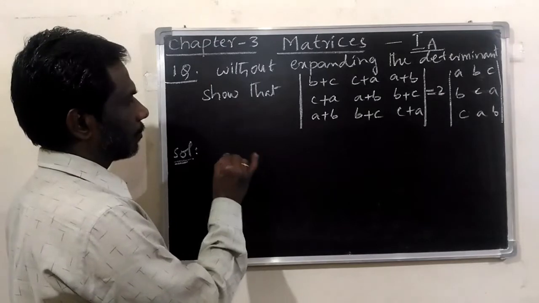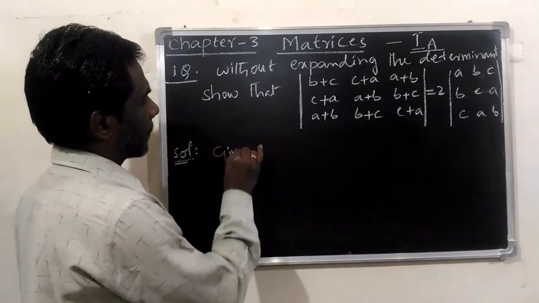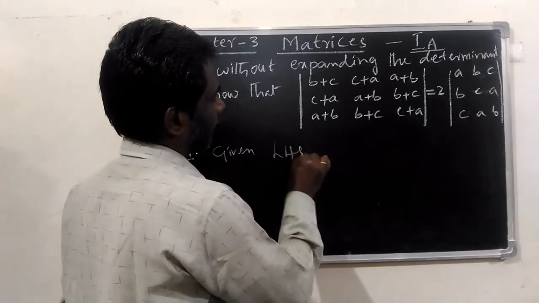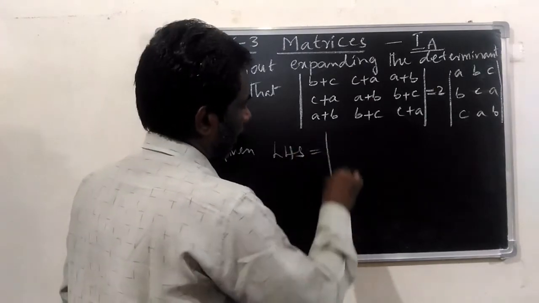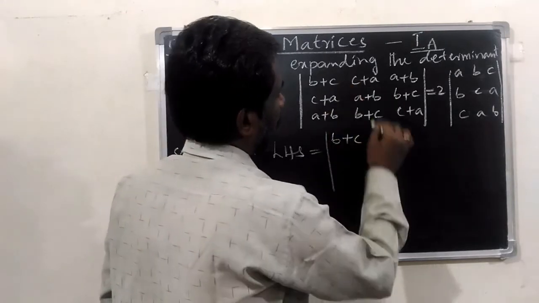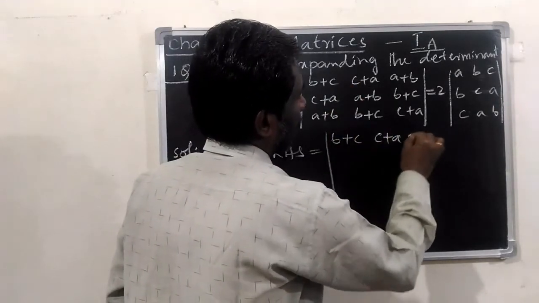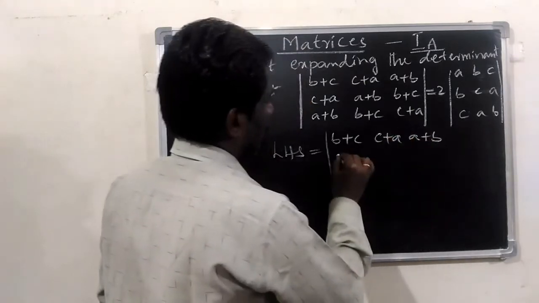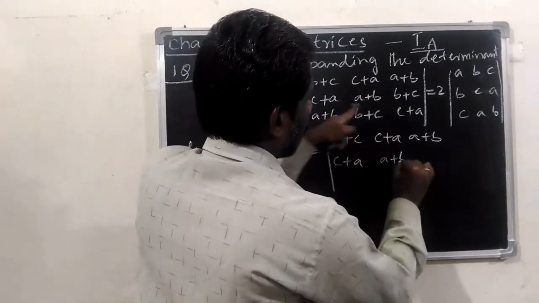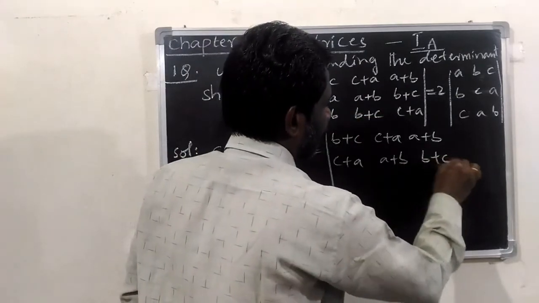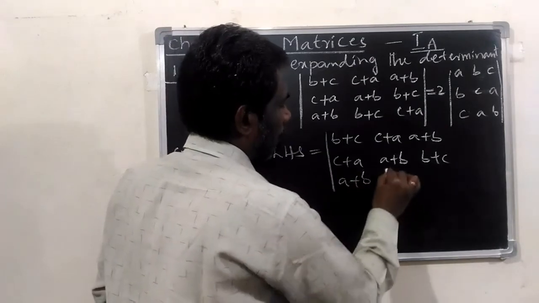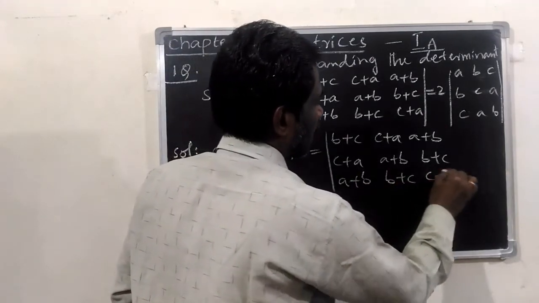So here, given LHS is equal to the determinant of b+c, c+a, a+b in the first row; c+a, a+b, b+c in the second row; and a+b, b+c, c+a in the third row.